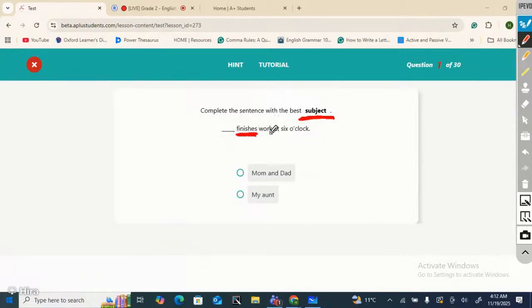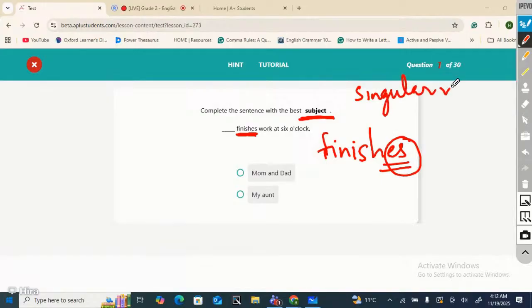Blank finishes work at 6 o'clock. Who finishes work? The verb is finishes. Remember, what kind of verb ends in s or es? Which verb ends in s or es? Singular verb. This one is a singular verb because a singular verb ends in s or es.